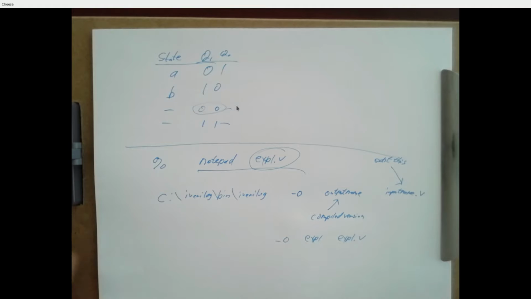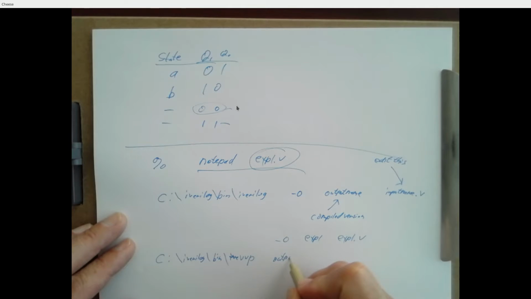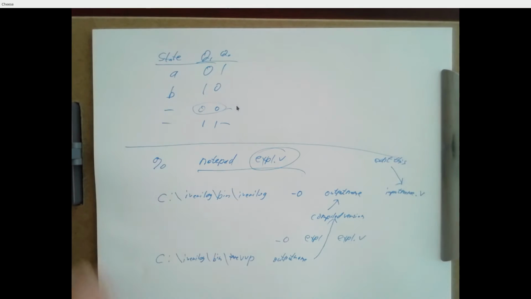Okay, and then when you want to simulate it, iverilog bin vvp, whatever this output name was. So that, in some sense, runs the program for you. What it does is it runs a simulator that determines what your program will do.